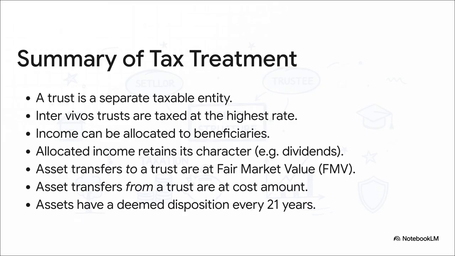First, for tax purposes, a trust is treated as its own person, a separate taxpayer. Second, and this is important, when income is passed to beneficiaries, it keeps its original identity. Dividends stay dividends, capital gains stay capital gains. And third, and this is a huge one, there are some very strict rules about how assets are valued over time. In fact, that last point is so critical that we need to look at it more closely.